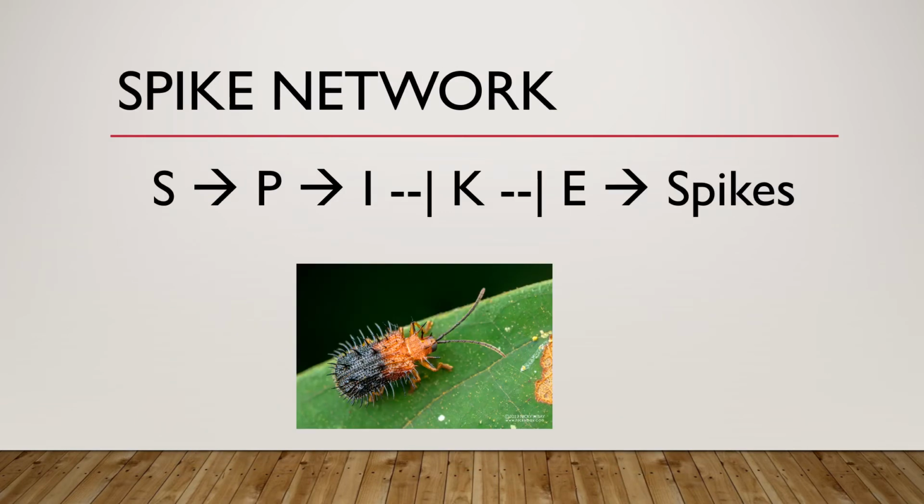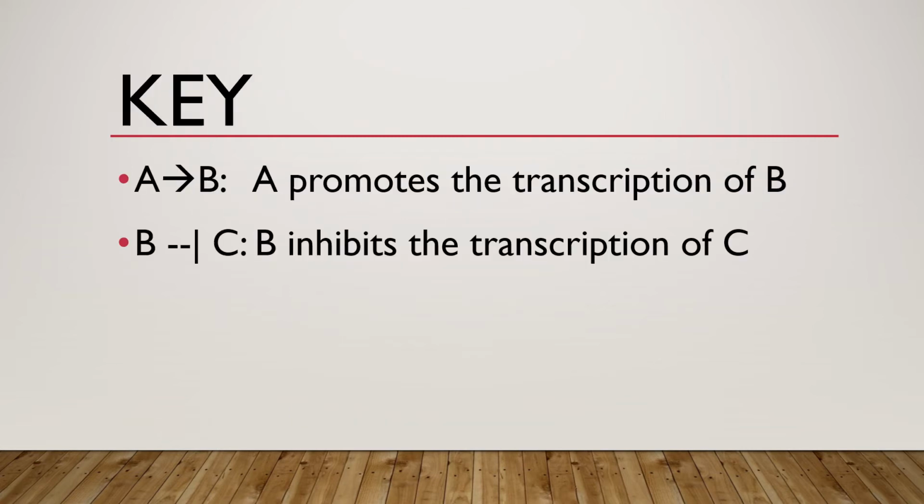To explore the function of developmental networks, we will be manipulating the hypothetical spike network, which controls the development of spikes in ectoderms of spiky beetles. To clarify what symbols we'll be working with, we have our key here. Arrows will show that a gene promotes the transcription of another gene, while a bar will represent an inhibiting action.